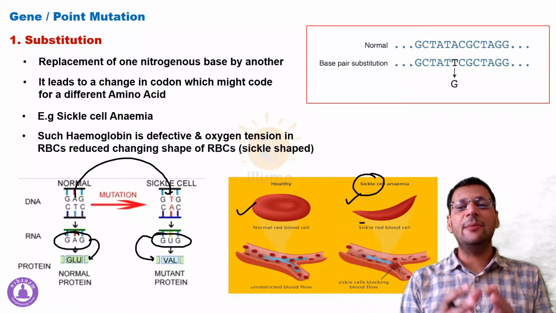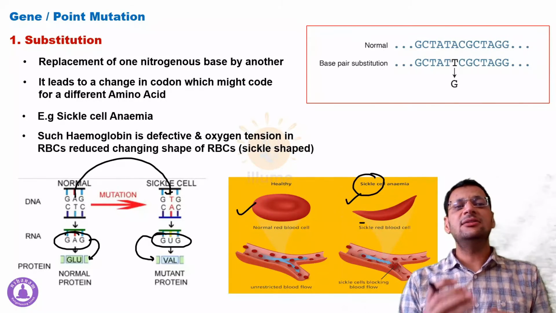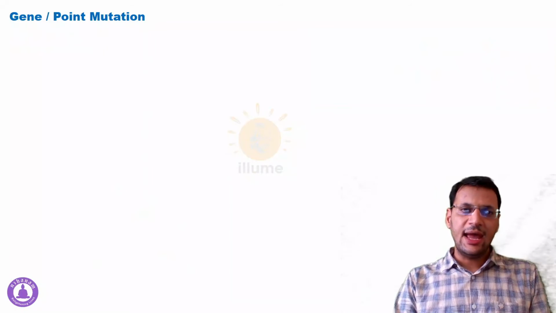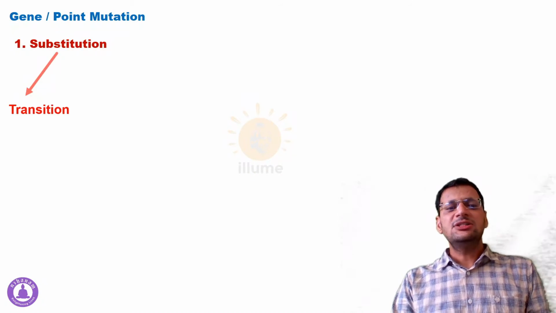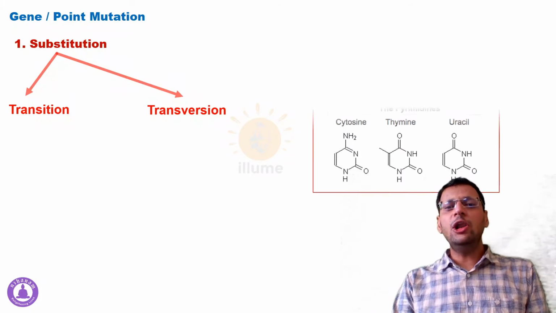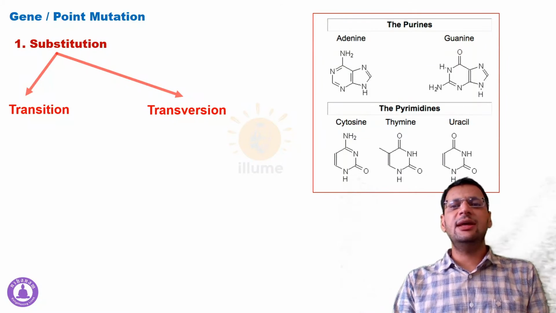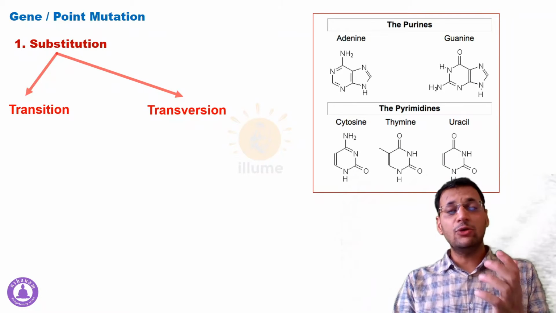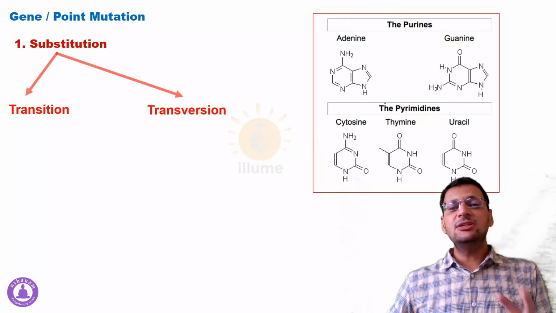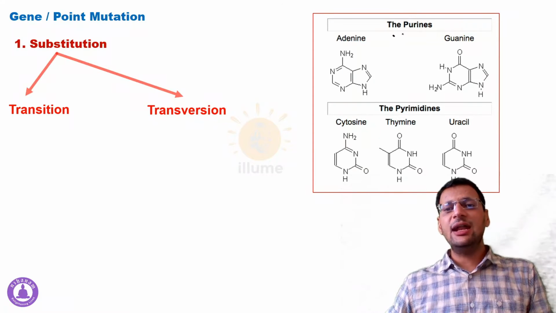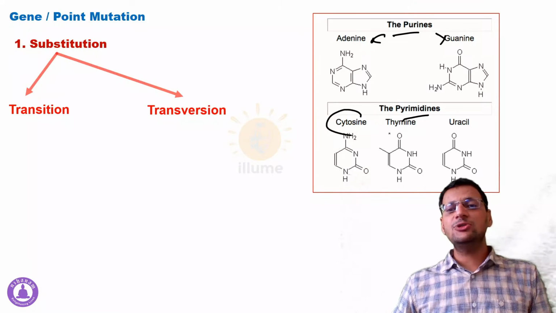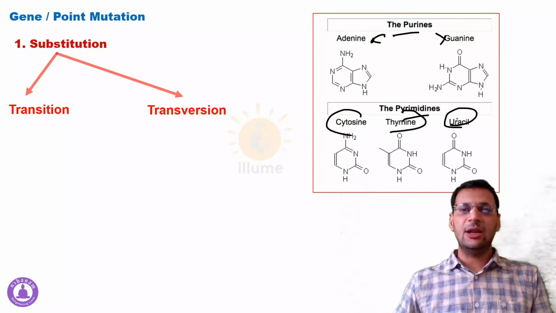In this video I am discussing only about mutations, and the classical example of the substitution mutation is sickle cell anemia. Now substitution is of two types, transition and transversion. We all know nitrogenous bases present in DNA are of 5 types. There are total 5 types of nitrogenous bases present in DNA and RNA, and these are of again 2 types, purines and pyrimidines. Adenine and guanine are purines, and cytosine, thymine and uracil are pyrimidines.